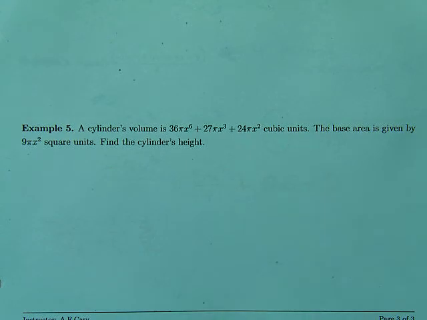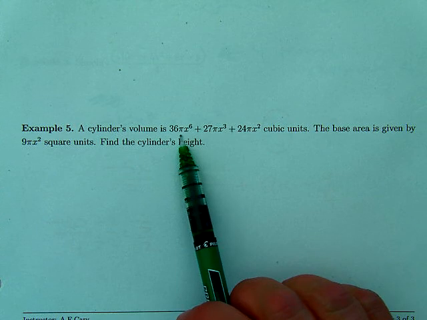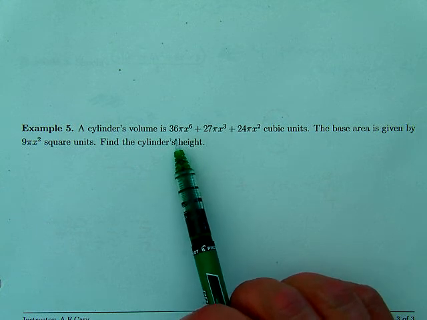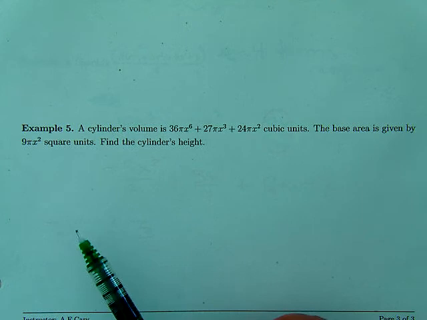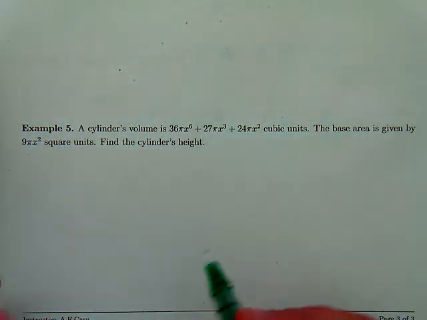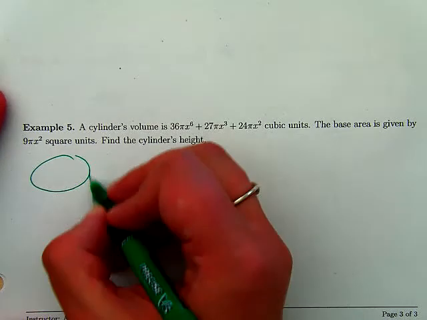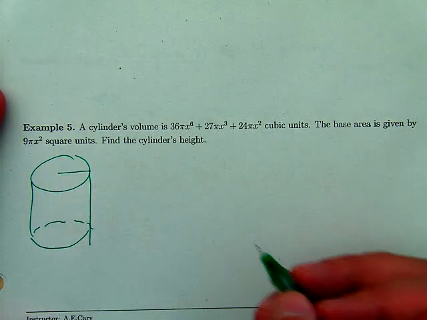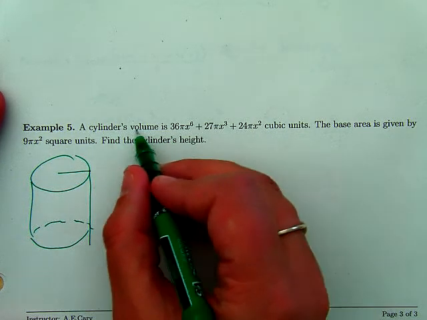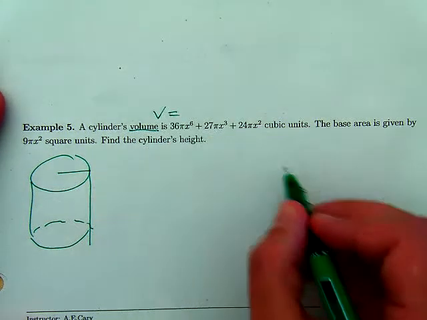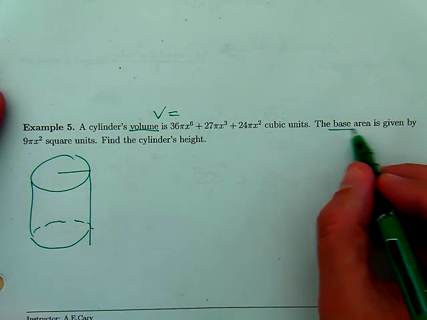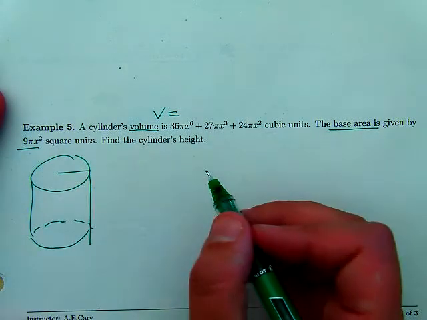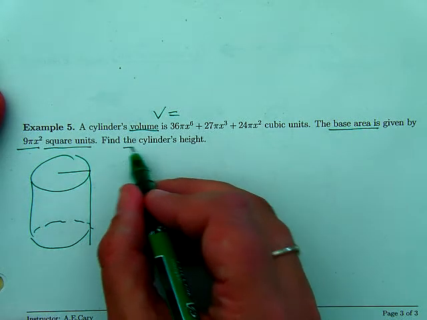So this one says a cylinder's volume is a lot of polynomial here, 36 pi. Why does it involve pi, do you think? What's a cylinder? Yeah, it's round. It looks like a can of soda, right? And it has a radius. So they're telling us that this is the volume, that V equals this, and that the base's area is given by this right here, square units. Find the height of the cylinder.